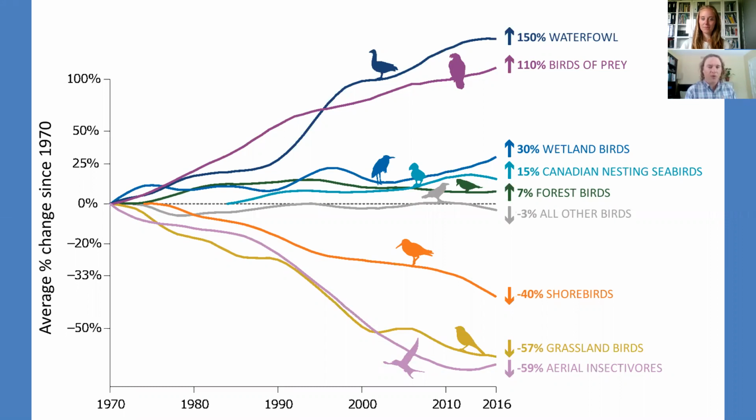This is the real snapshot of how Canadian birds are doing in Canada. And this graph tells so many stories that we just do not have time to tell. But it's basically, on the left axis, the average percent change since 1970. And you've got the timeline on the bottom. And you've got two groups of birds that are doing really well: birds of prey and waterfowl.